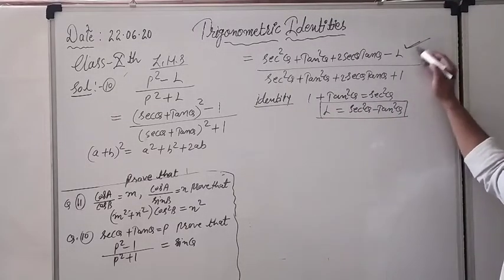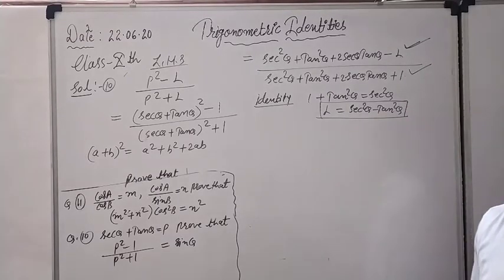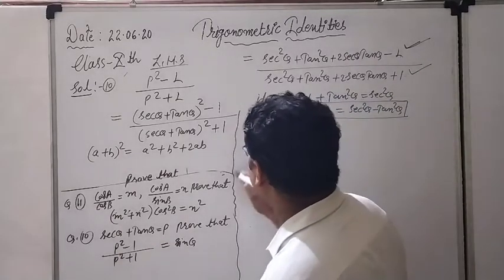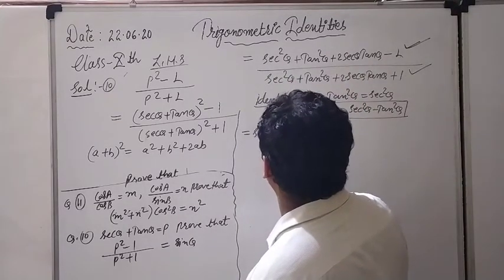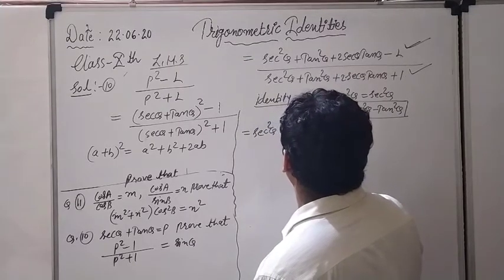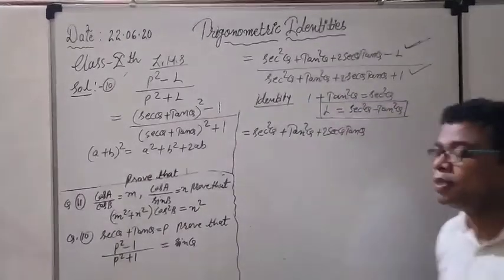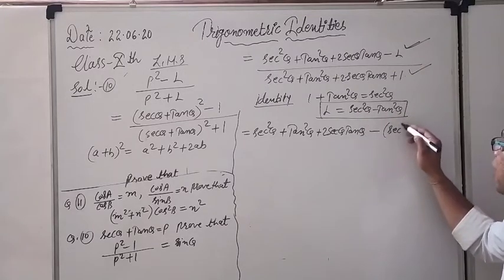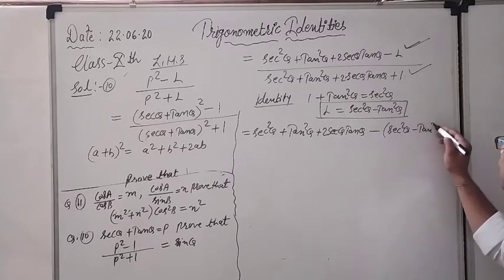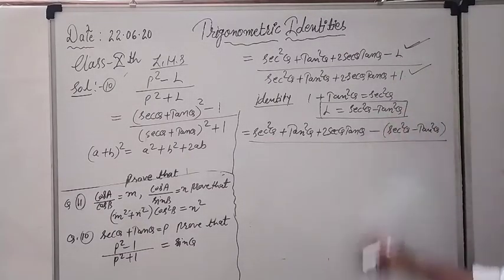So in place of this 1, I am going to write sec square theta minus tan square theta, both in the numerator and in the denominator. Right now see, things are a little lengthy. From here to here same. So I am going to write sec square theta plus tan square theta plus 2 sec theta tan theta, and after that minus, and in place of 1 I have to write this, so I will put bracket sec square theta minus tan square theta. Nothing I have done actually, in place of 1 I am putting this particular value.